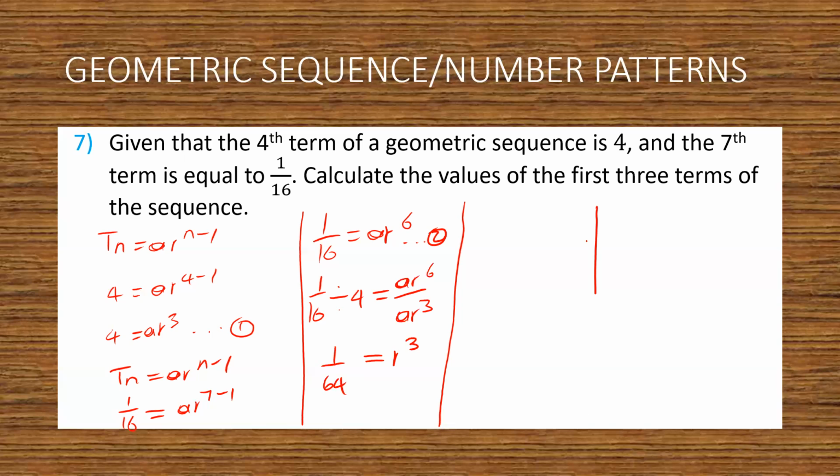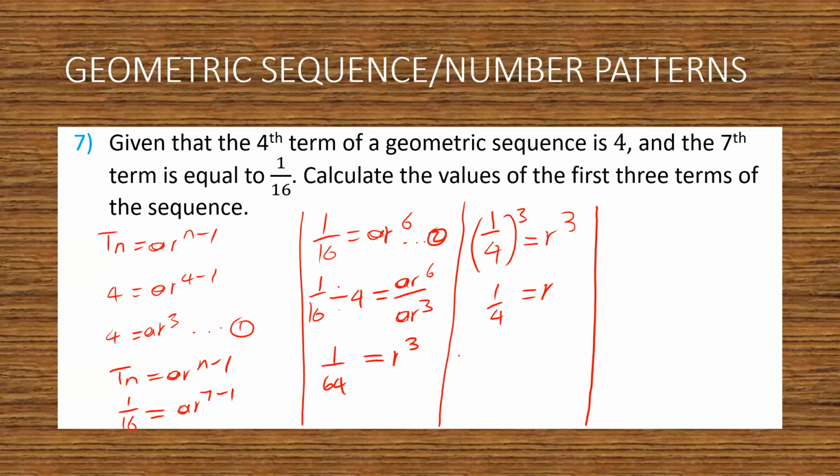And then I said 1 divided by 4 to the power of 3 equals R to the power of 3, and then 1 over 4 equals R. Awesome. We good? Yes. Calculate the first, well, we're not there yet.